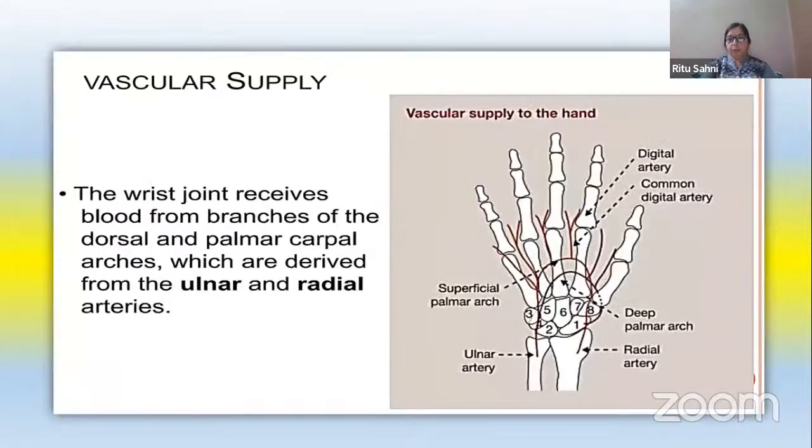Then we will see the vascular supply, which is also very important: how the wrist joint receives blood from the branches of the dorsal and palmar carpal arches, which are derived from the ulnar and radial arteries. So that will be part of the supply also. Because of that, the patient may have swelling, or arterial or venous insufficiency symptoms. We notice that with hand gripping and the working of the hand. If the patient feels relief versus tiring, that is how we check arterial versus venous insufficiency as part of the vascular supply in the hand.